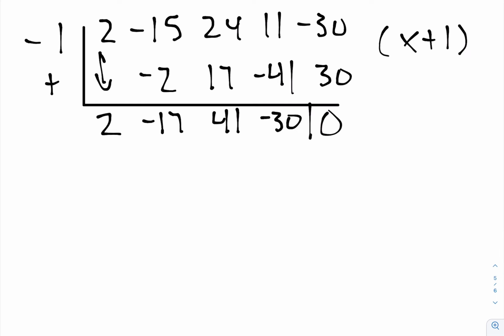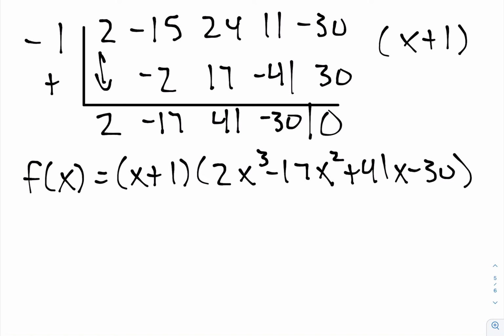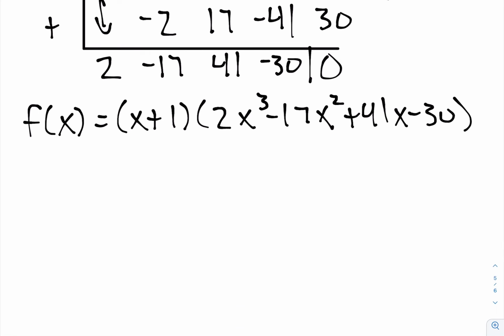Okay, so I'll call it a function even though it's just an expression. Our function f of x is x plus 1, our original factor, times the quotient which is left over: 2x cubed minus 17x squared plus 41x minus 30. Notice we're not done factoring, because we still have an x cubed, x squared, all this stuff. So let's do exactly what we just did, but with this part now.